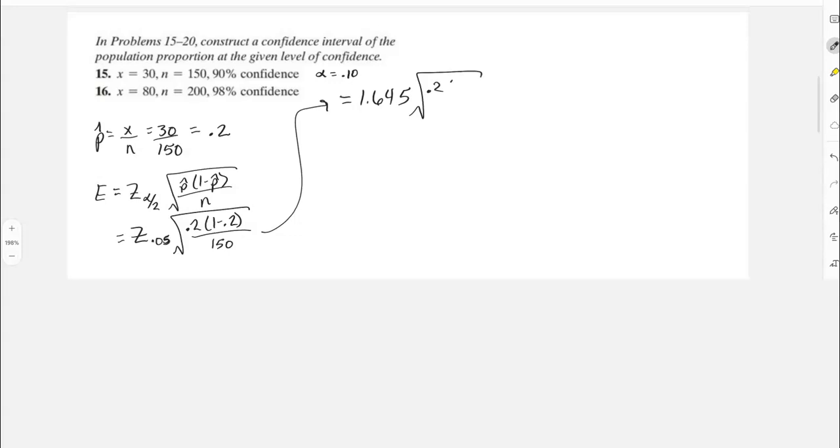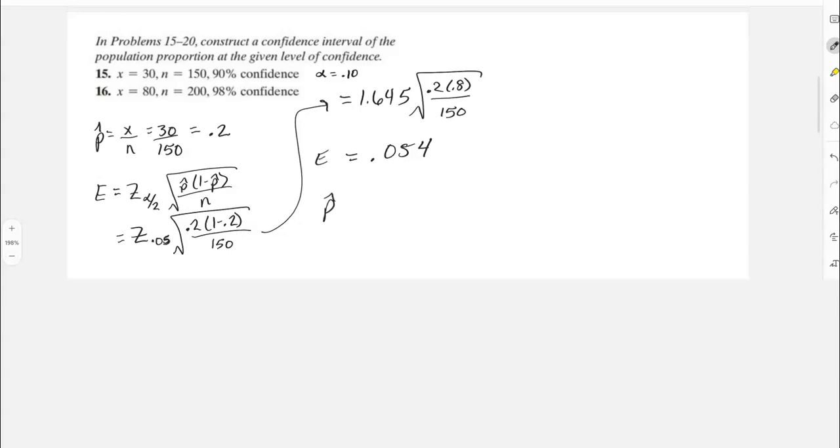So we get 0.2 times 0.8 divided by 150. And I'm going to type this in my calculator off screen. So I got 1.645 times the square root of 0.2 times 0.8, all that divided by 150. So I got an error of about 0.054.